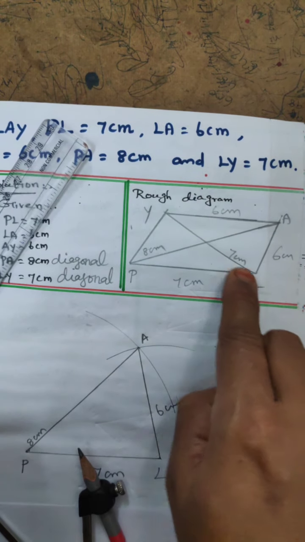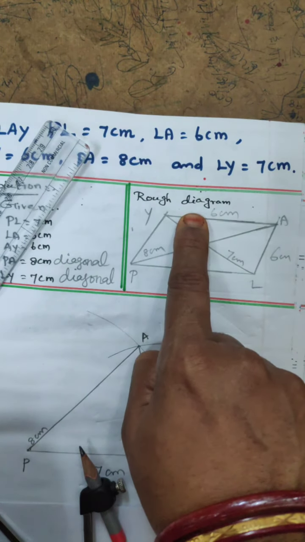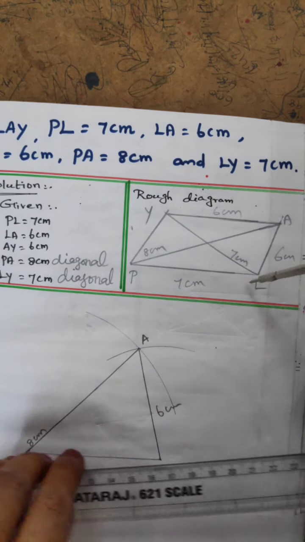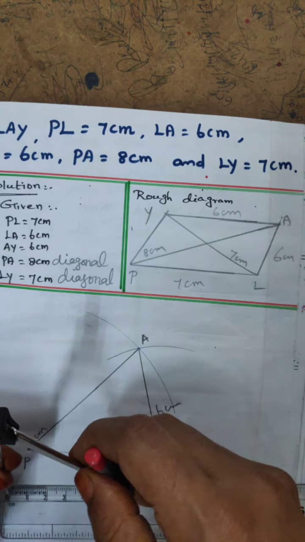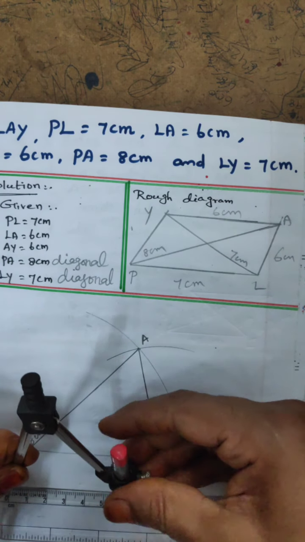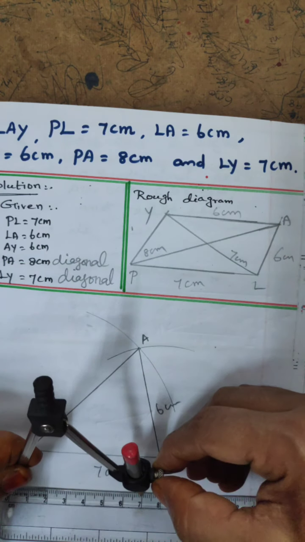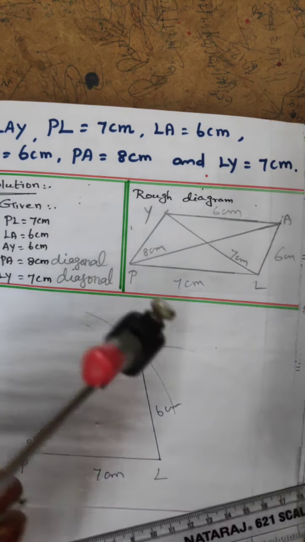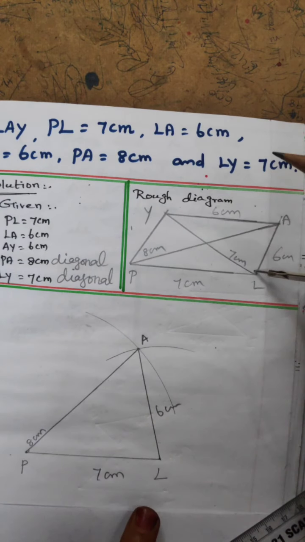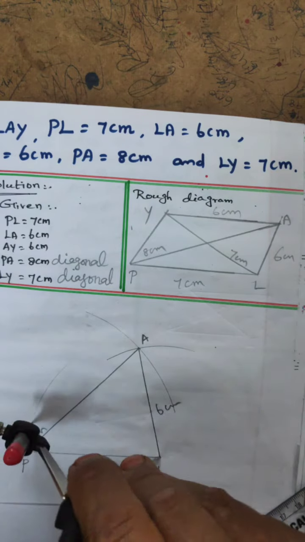Next, L to Y, what centimeter is written? 7 centimeter. A to Y, how much centimeter is written? 6 centimeter. You measure 7 centimeter, very easy, so easily measure and do the work. Measure in the compass 7 centimeter correctly and cut the arc. Which point to keep and cut the arc? 7 centimeter from L, so here too you cut the arc.